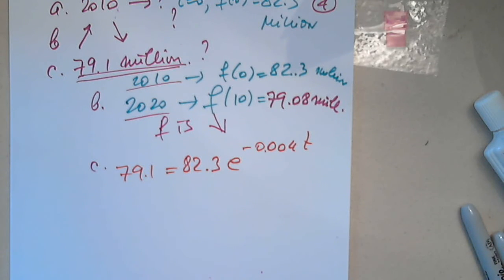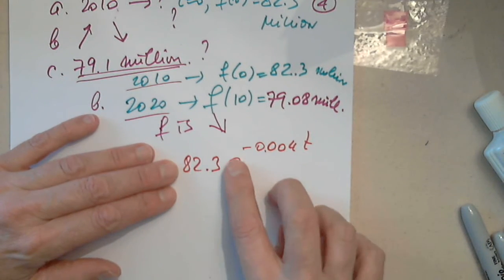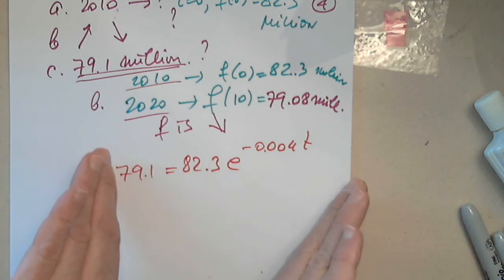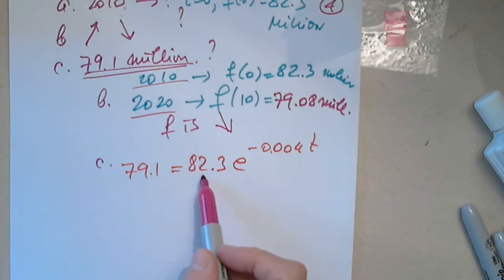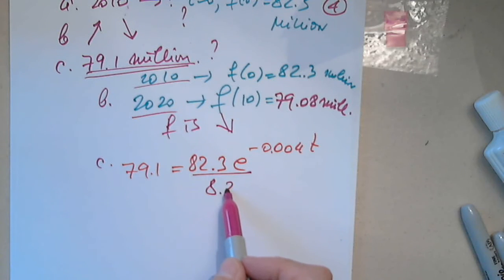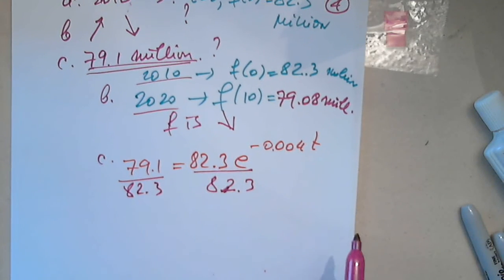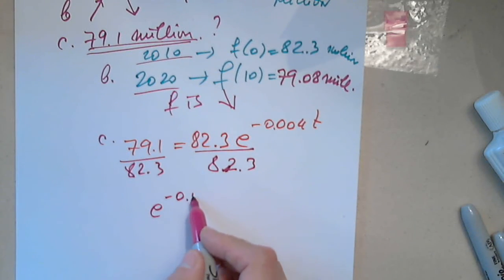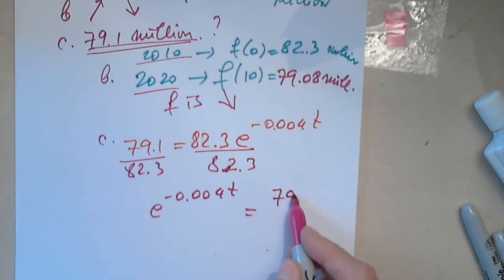Natural log? Not yet. Not before I get rid of this, because if I apply natural log, this will become a product, and then I have a sum of two terms. So it is recommended to get rid of this. Divide by 82.3. So then e to negative 0.004 t is this number. Don't calculate.